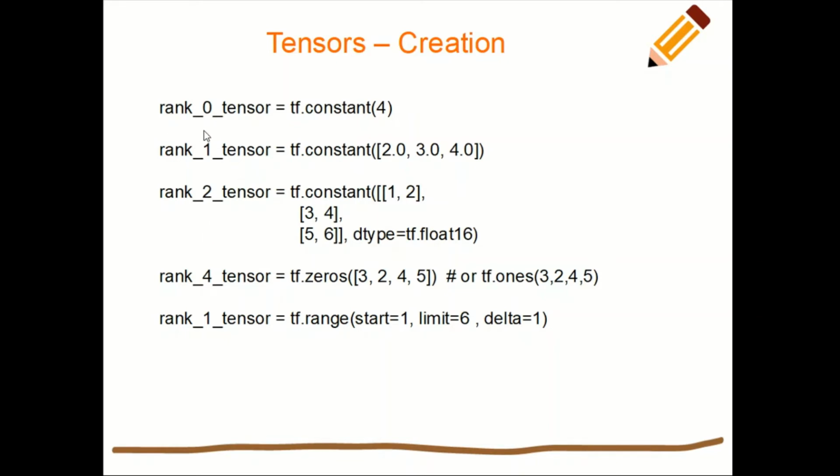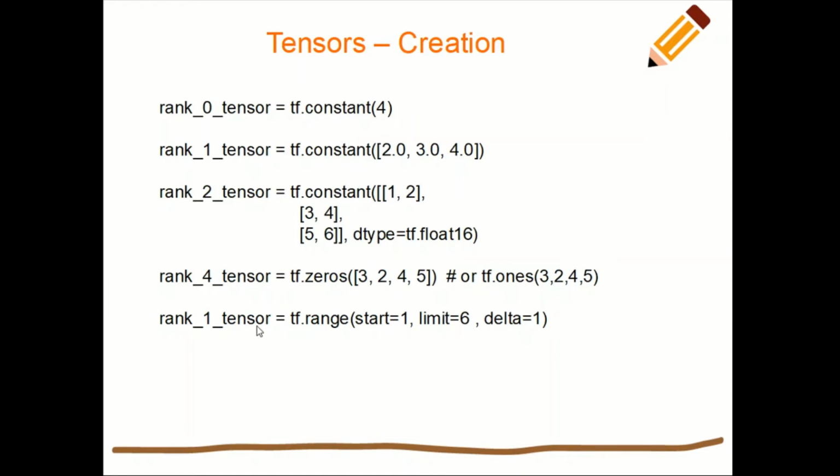Okay, so how do we create these tensors? We can create a rank 0 tensor using something like tf.constant, and we can just give the value. If you want a rank 1 tensor, we can create it using a list of values. In this particular case, we are giving 3 values. A matrix or 2-dimensional tensor we can create using a list of lists, so 1, 2, 3, 4, 5, 6, and we can also define the data types. Now for a rank 4 tensor, we are initializing a 4-dimensional tensor, and these are the dimensions, 3 into 2 into 4 into 5. We can use tf.ones also or tf.zeros.